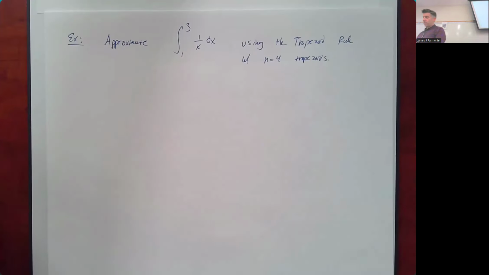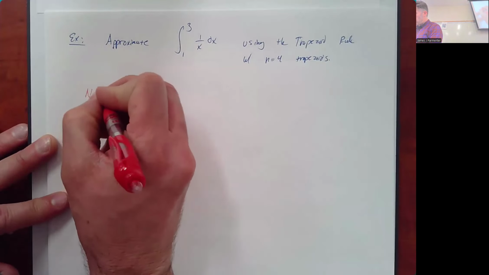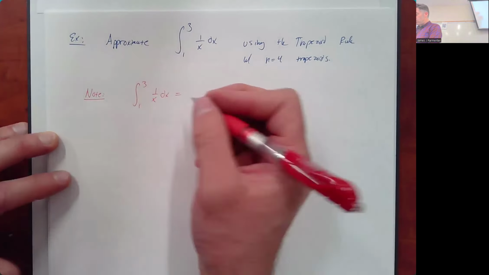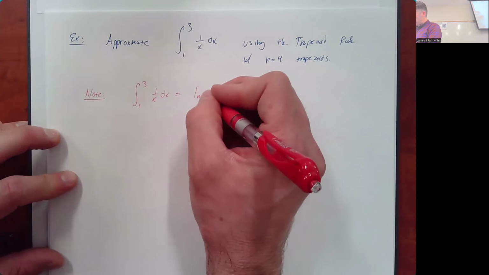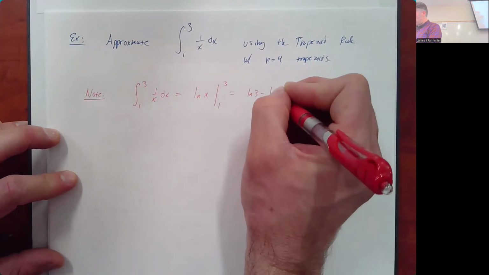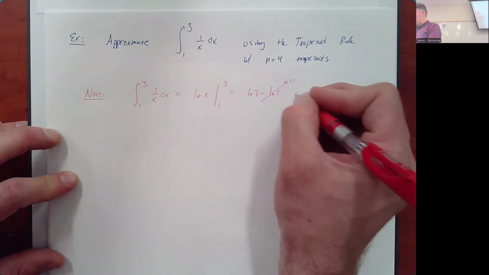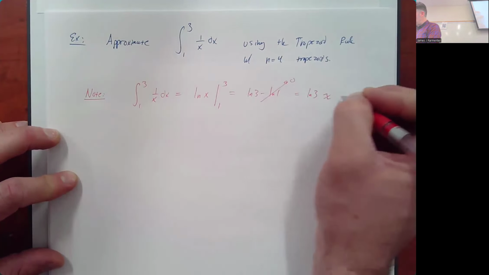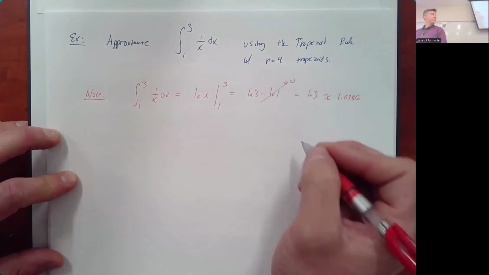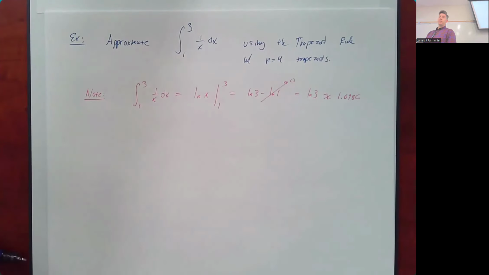Actually, before we draw a picture, I'll just point out that the actual value of the area under the curve we could calculate. So note, the integral from 1 to 3 of 1 over x dx is in fact equal to the natural log of x evaluated from 1 to 3, which is going to be the natural log of 3 minus the natural log of 1. The natural log of 1 is 0, so that's the natural log of 3, which is approximately 1.0986. So our answer should be reasonably close to that.